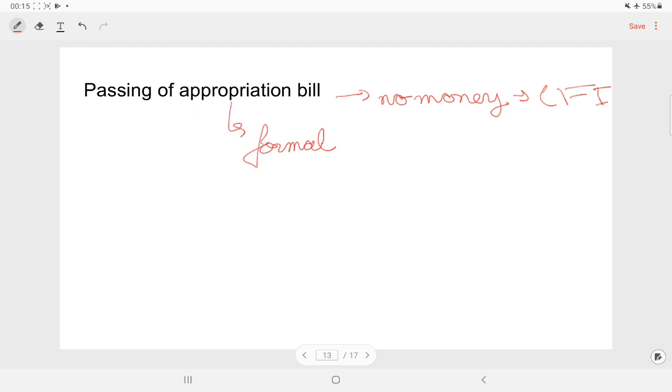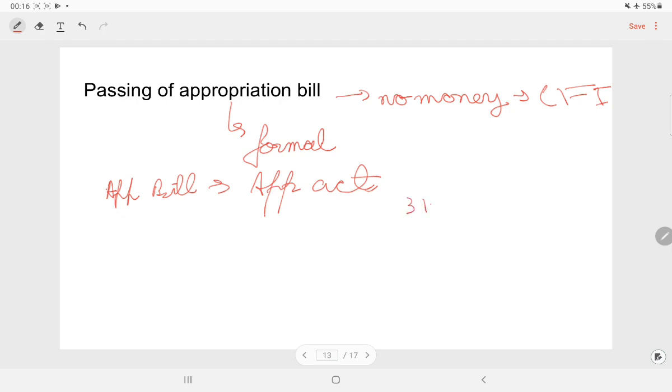Similarly, after the approval of the president, when the president approved that this much money can be taken from the CFI, the appropriation bill now became an appropriation act, because now it is passed. This act authorized the payment from the CFI. This means that the government cannot withdraw money from the CFI till the enactment of this bill, and this provision is known.